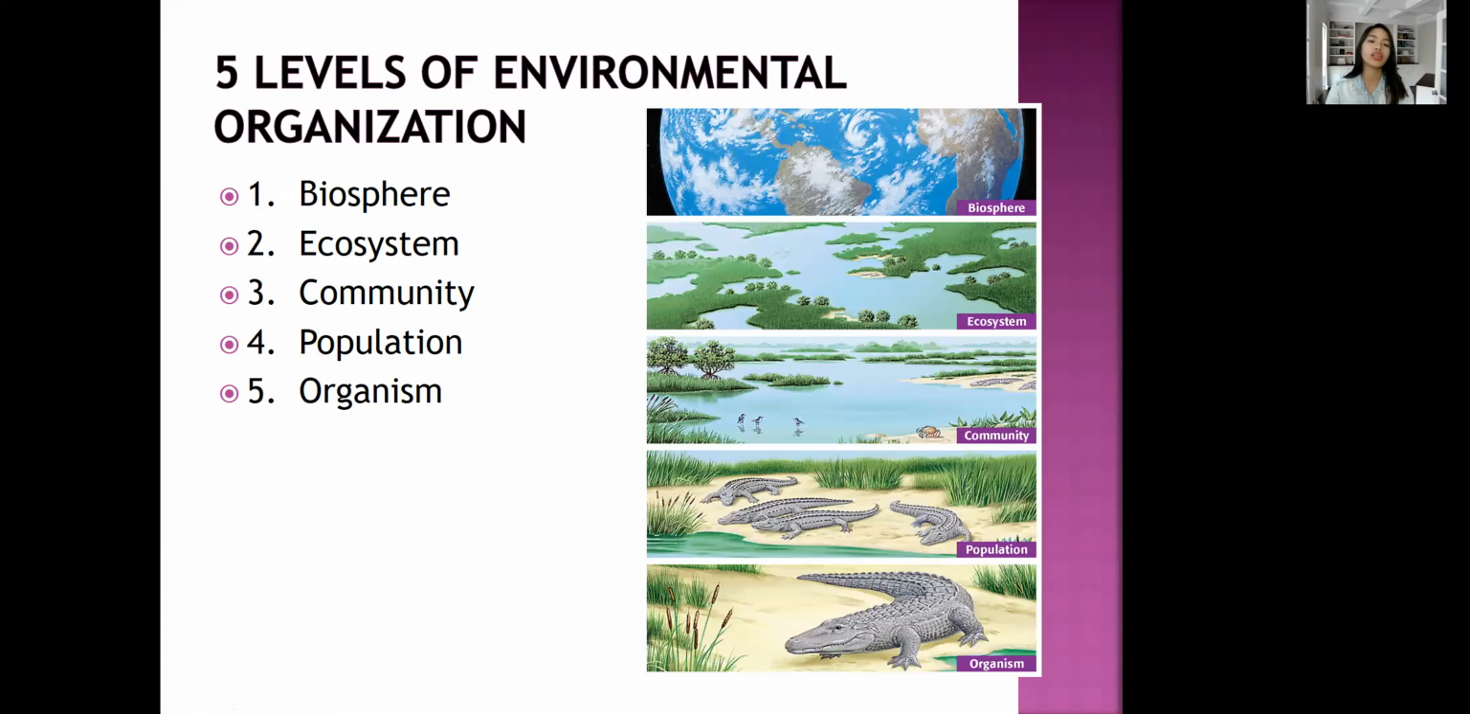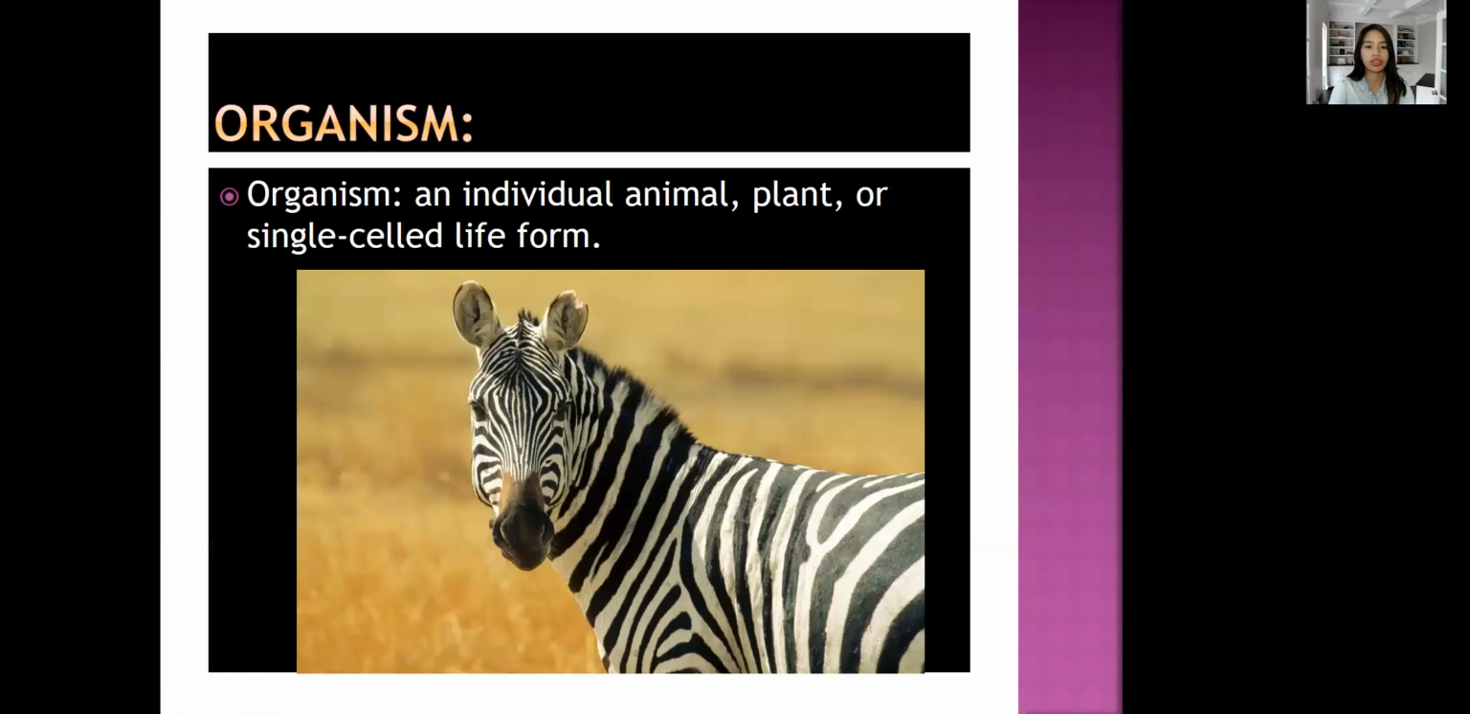So, okay, these are the 5 levels of environmental organization. So organism, when we say organism, it is an individual, animal, plant, or a single cell life form. It is the lowest level of organization, which includes both unicellular and multicellular organisms. So organism or species is an individual.